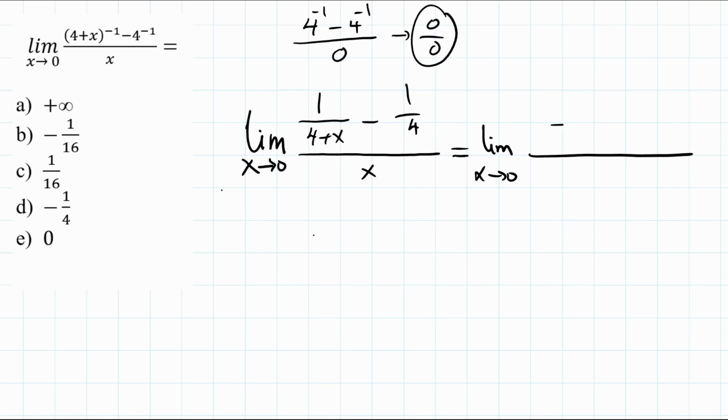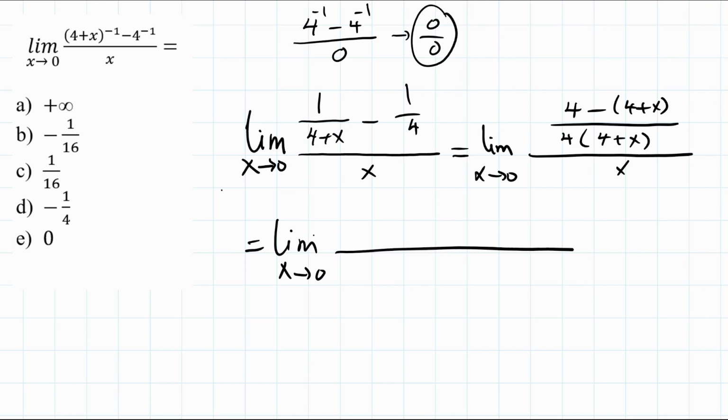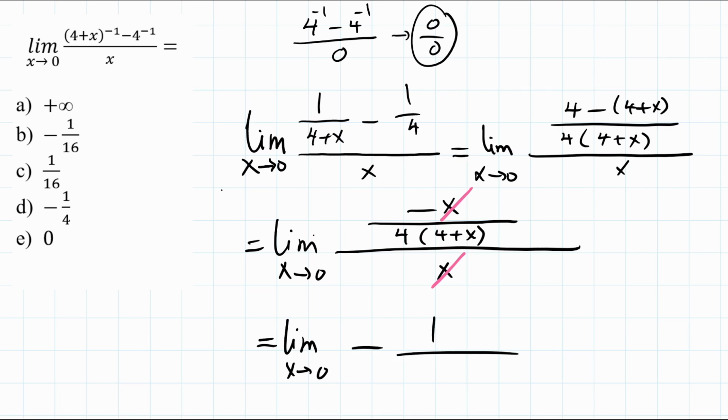What happens is that you get 4 multiplied by (4 plus x) in the denominator, and in the numerator 4 minus (4 plus x), all divided by x. So this is equal to the limit as x goes to 0 of, in the numerator, 4 minus 4, which is 0, and you get a minus x here, over 4 multiplied by (4 plus x), divided by x. So x is not 0, it's just approaching 0, so you can cancel this out, and the result is the limit as x goes to 0 of -1 over 4 multiplied by (4 plus x), and as x goes to 0, this goes to -1 over 16.